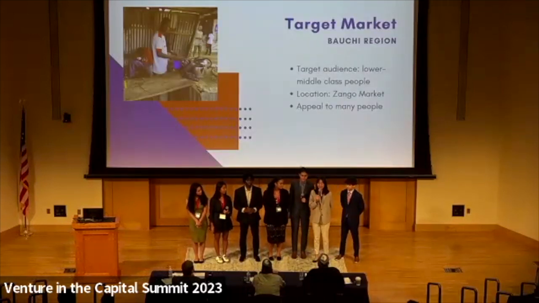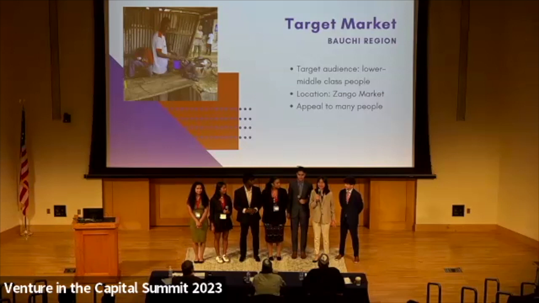As for his target market, his audience is generally middle to lower class people in the region of Bauchi. However, his business appeals to anyone who owns an electrical appliance that is in need of a repair. So his shop will be located in Zango Market, where there is a lot of traffic. Our goal is to appeal to these people and promote his business to them so that Sani can hopefully gain more customers.